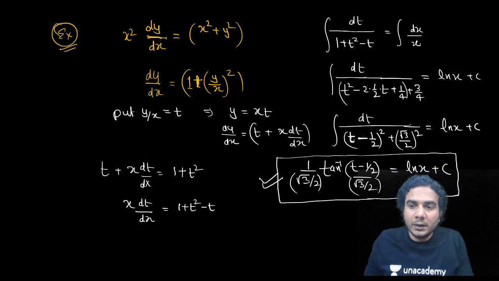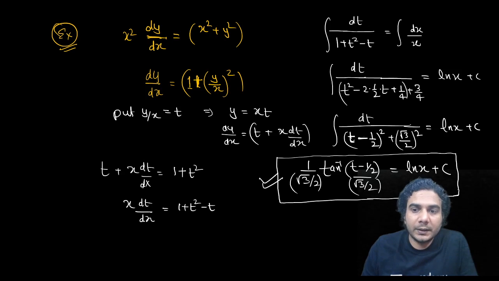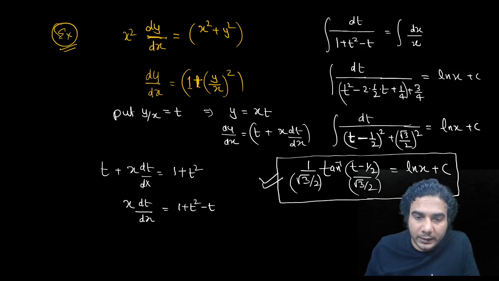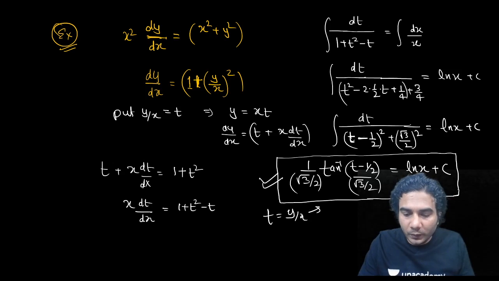So this is going to be the answer. Now you can put t in this equation. You can put t is equal to y upon x. Put in this and that will be the answer. So I hope this is clear.